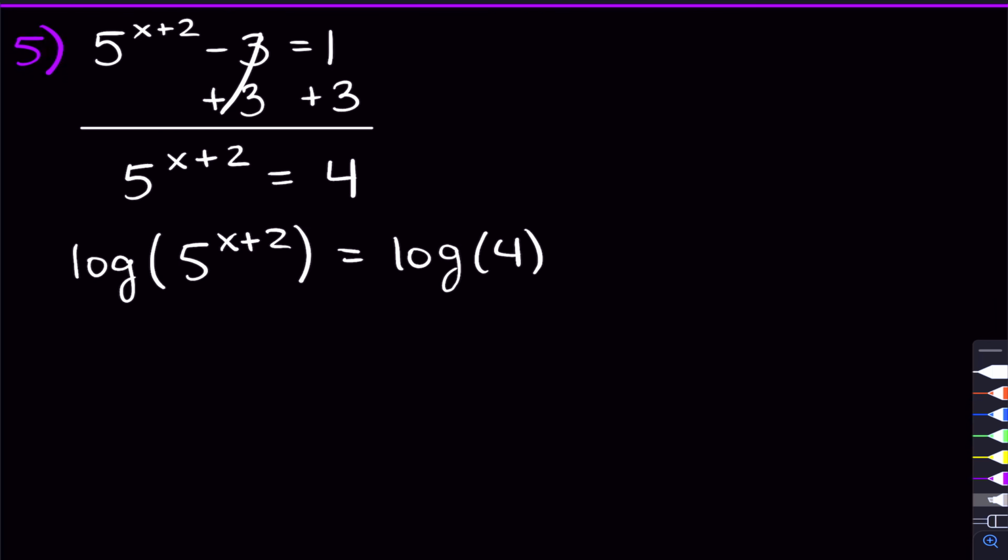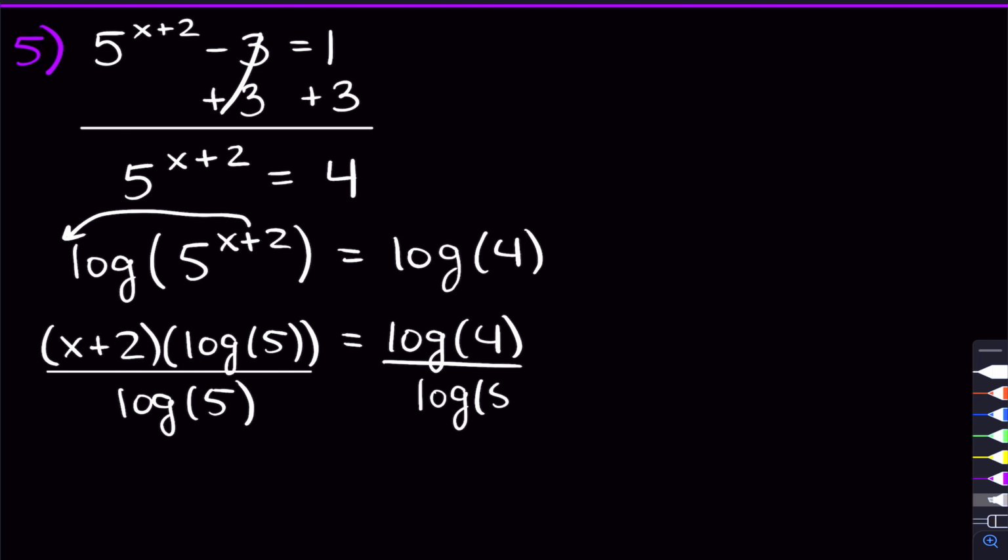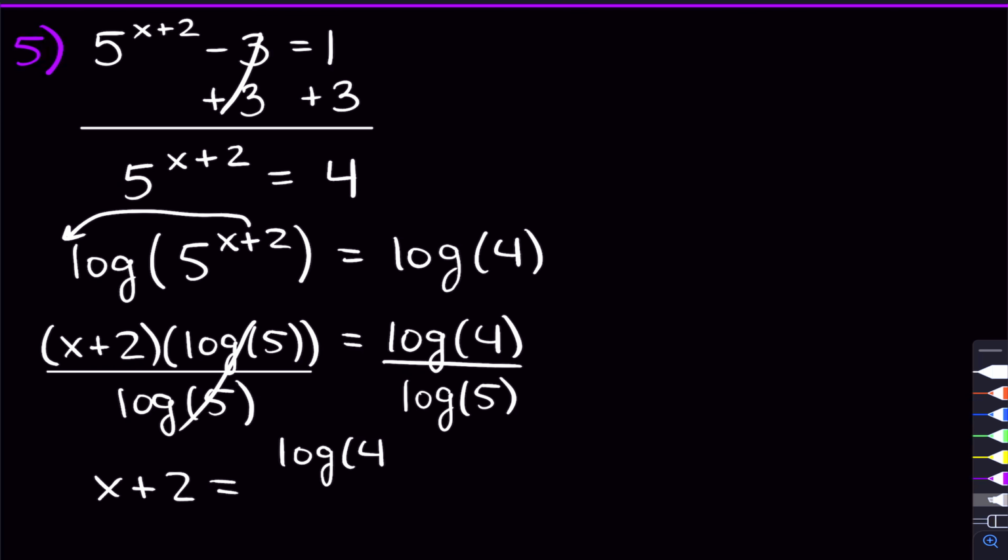And from here, we use that property of logs where we can pull that exponent out front, and we get x plus 2 times log of 5 is equal to log of 4. And now to solve for x, let's divide each side by the log of 5. And we're left with x plus 2 is equal to log of 4 divided by log of 5.